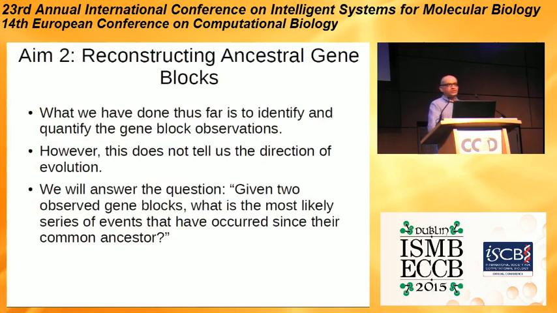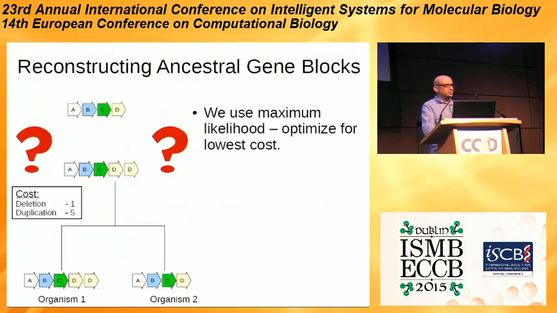Okay, so the other thing that we wanted to do is, can we reconstruct ancestral gene blocks, not taking into account horizontal gene transfer, which is rampant in bacteria, so keep that in mind. We want to see whether through the normal vertical gene transfer we could construct ancestral gene blocks. So given two observed gene blocks, what is the most likely series of events that have occurred since their common ancestor, by minimizing the events. So we use maximum likelihood to optimize for the lowest cost.